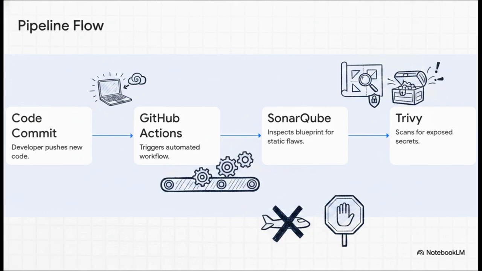Then, step 4, either simultaneously or right after, Trivy jumps into action, running a deep scan for any exposed secrets, passwords, or vulnerable dependencies. The best part? All of this happens in literally minutes, providing instant actionable feedback to the developer. If any of these tools find a critical issue, the pipeline stops dead in its tracks. The plane does not take off.